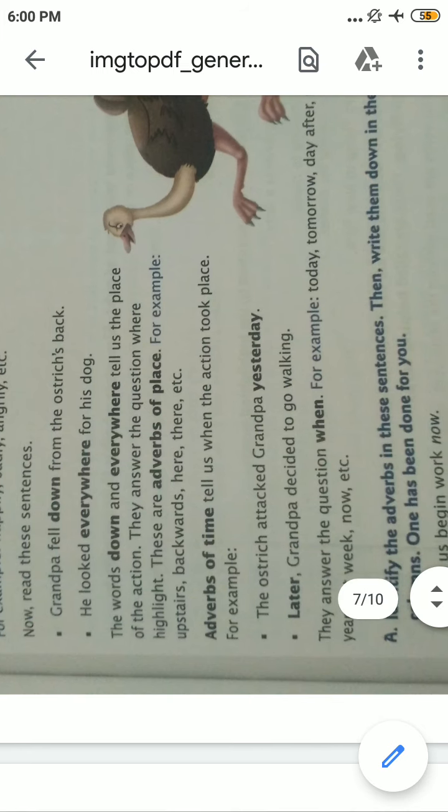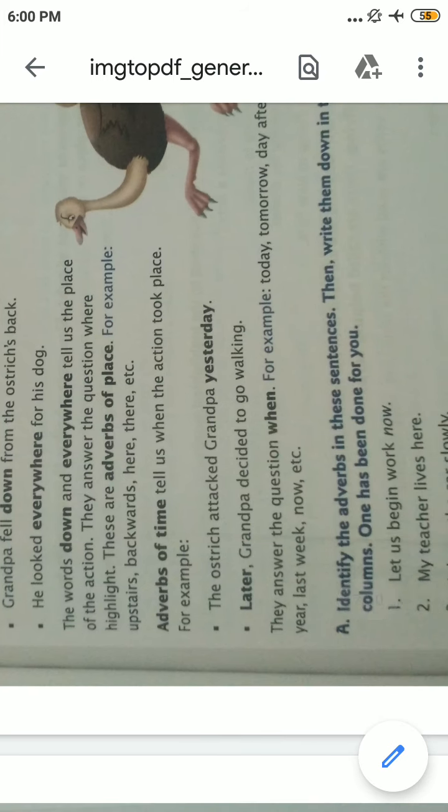For example, Ostrich attacked the grandfather yesterday. Later, grandpa decided to go walking. Yesterday and later, these are the adverbs of time. They answer the question when. When did the ostrich attack grandpa? The ostrich attacked the grandpa yesterday. Today, tomorrow, day after tomorrow, next day, next year, last week, now, etc. All these are the adverbs of time.